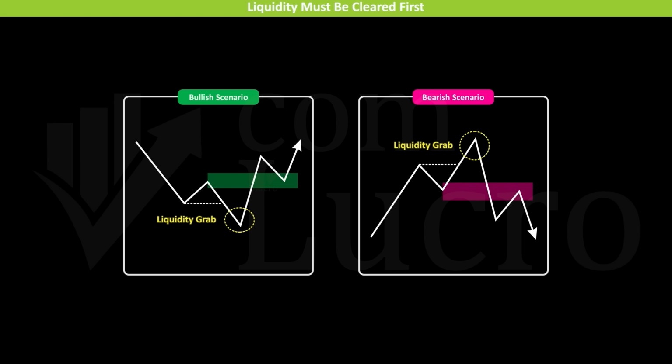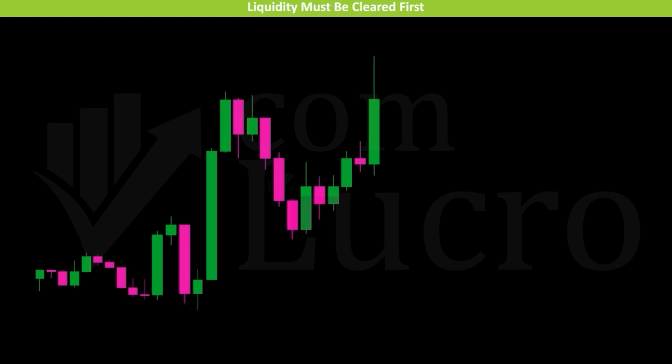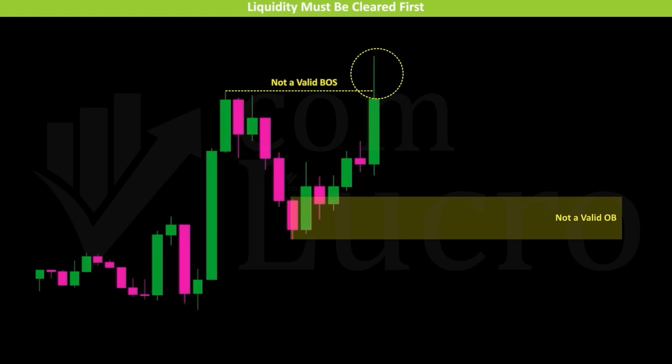To identify valid breaker blocks and use them effectively, we need to consider several criteria and rules. The first point is the clearing of buy-side or sell-side liquidity. For a breaker block to be valid, the price must take out a clear area of liquidity before forming a market structure shift. Here is an important pro tip. When identifying a valid order block, the price must break and close above or below the recent swing high or low to confirm a proper break of structure.